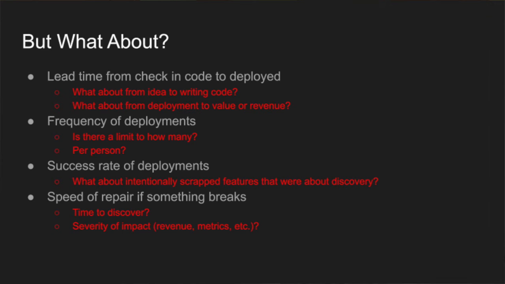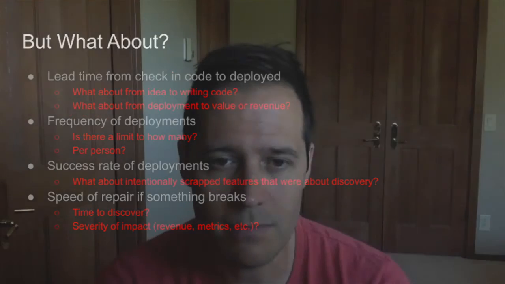On the speed of repair, how about the time of discovery, and how is that included? And severity often isn't included. Sometimes is in ITIL, but the severity of the impact to revenue, to other metrics, that matters a lot more than maybe a few minor things that impact only a few customers if you're rolling out features bit by bit to a group of customers.